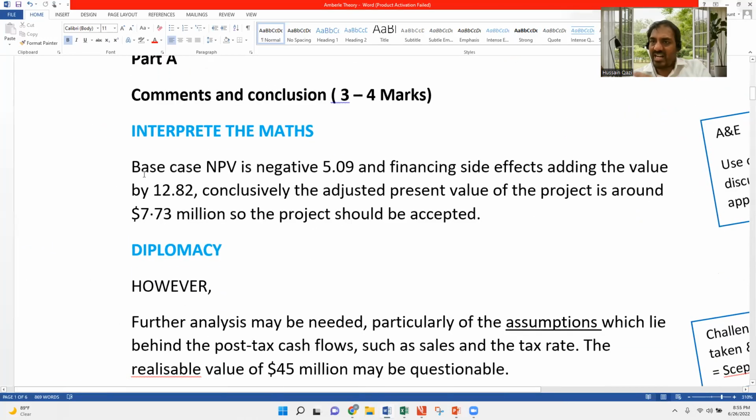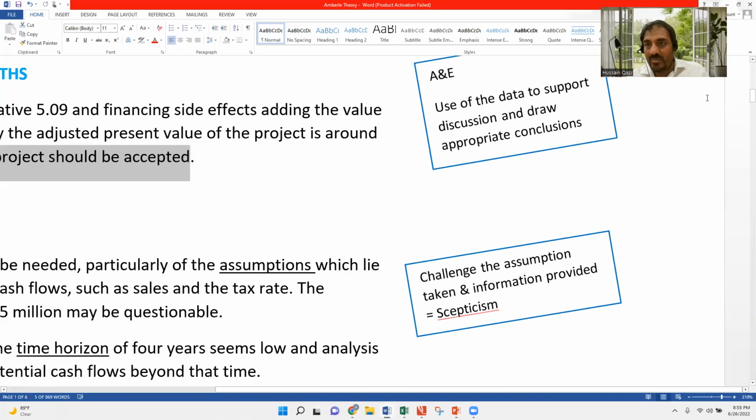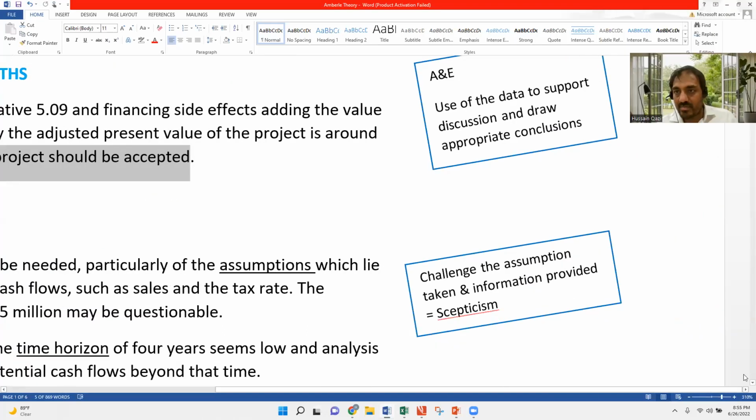For example, simple, start with this: base case NPV negative, financing side effects adding the value 12.82. Conclusively, the APV of the project is 7.73, so the project should be accepted. This is the interpretation of your maths. And this interpretation reflects one part of the analysis.